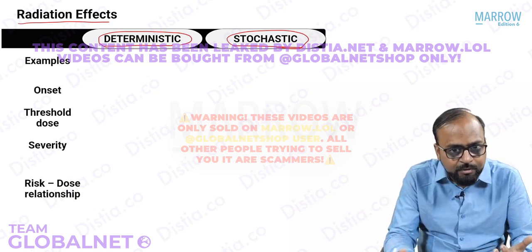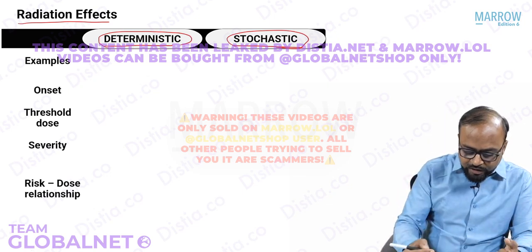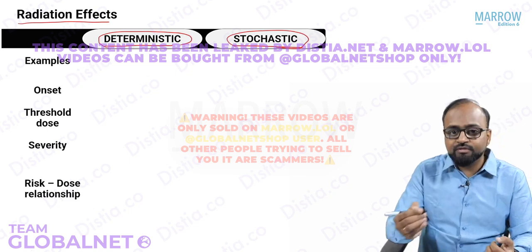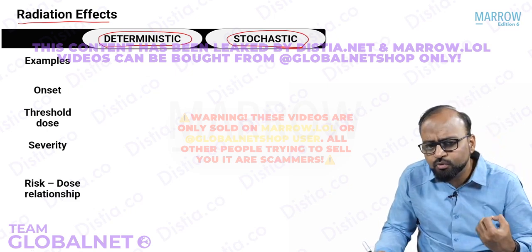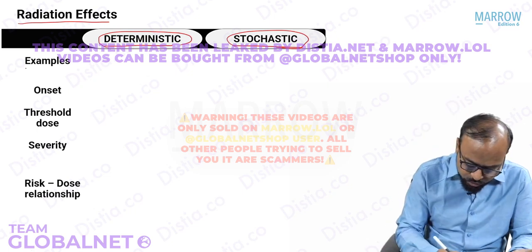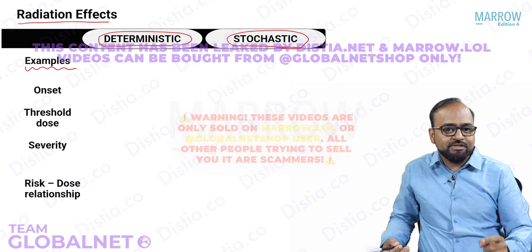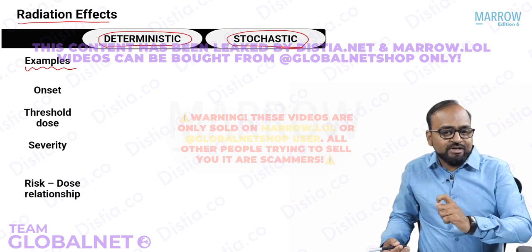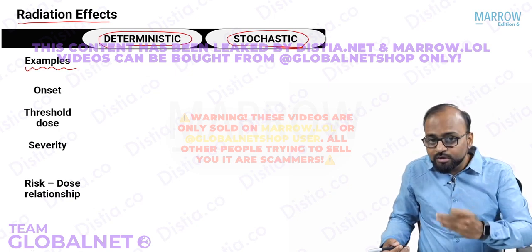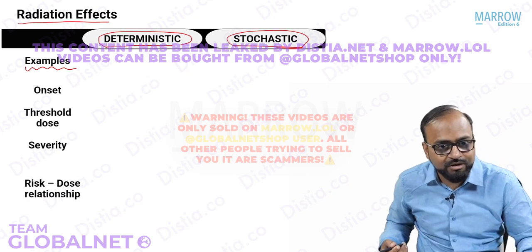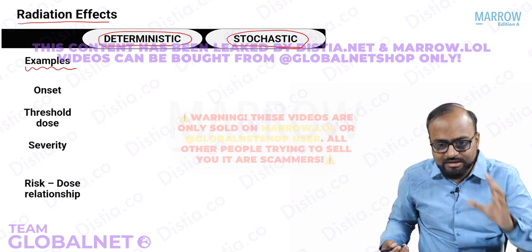And the way that I have come up with is that whenever you're trying to look at properties of deterministic effects and stochastic effects, I just want you to do one thing, and that is to remember their examples first. Because once you remember their examples, using those examples, we'll be able to remember all the various properties of these particular effects. So let us start with examples.